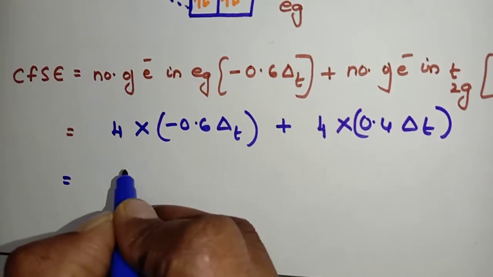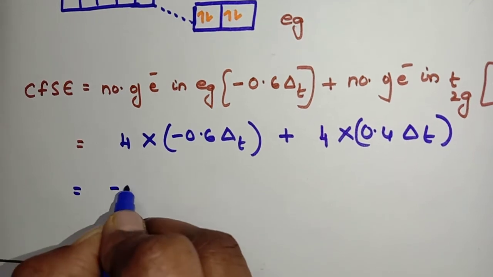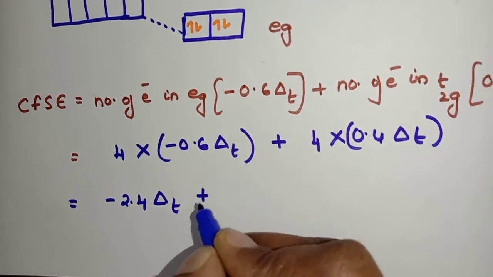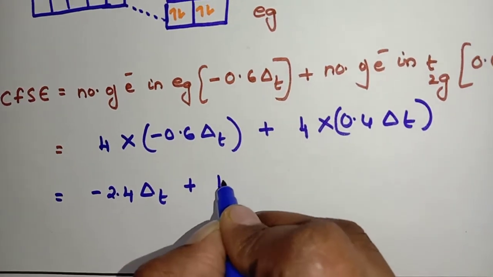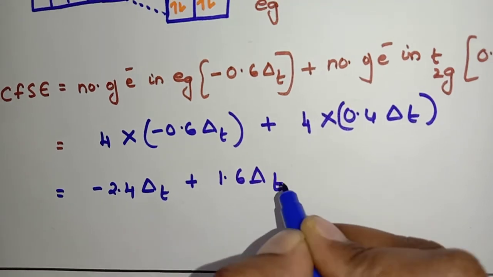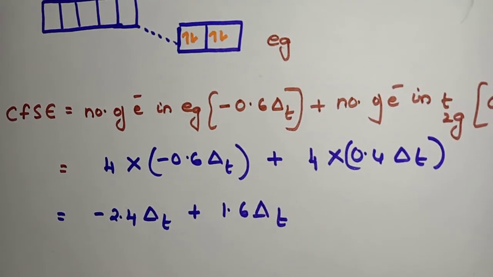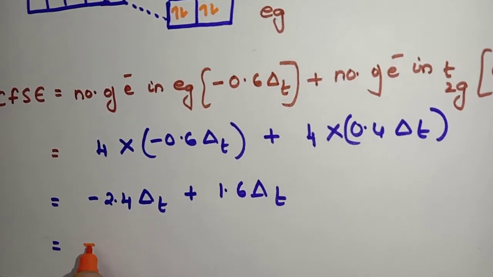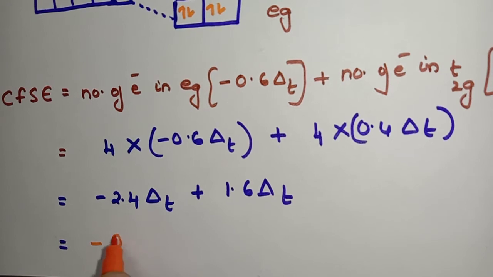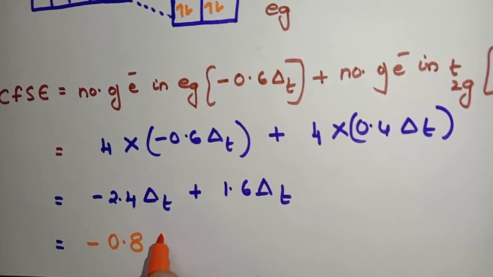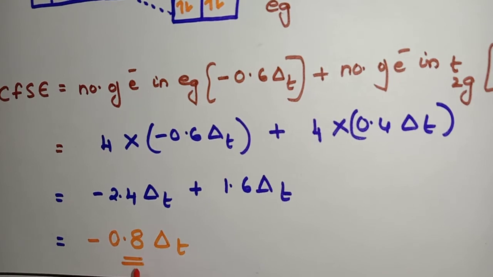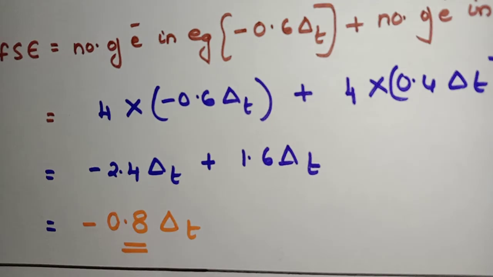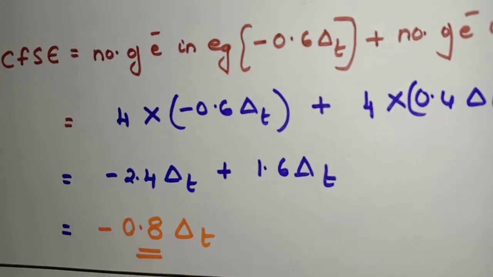So it will be equal to 4 into minus 0.6, which is minus 2.4 delta T, plus 4 into 0.4 is 1.6 delta T. So minus 2.4 plus 1.6 comes equal to minus 0.8 delta T. So this is the CFSE value of tetrahedral complex, that is [Ni(NH3)4]2+.